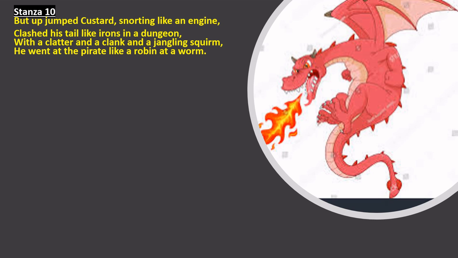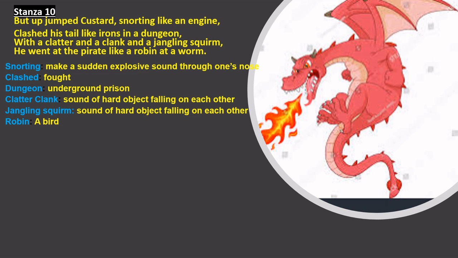Squirm, worm. Okay. So now here you see some words like snorting. It is to make a sudden explosive sound through one's nose. That is known as snorting. Clashed means fought. Dungeon means underground prison. Clatter, clank: it is a sound of hard objects falling on each other. And jangling, squirm: sound of hard objects falling on each other again.